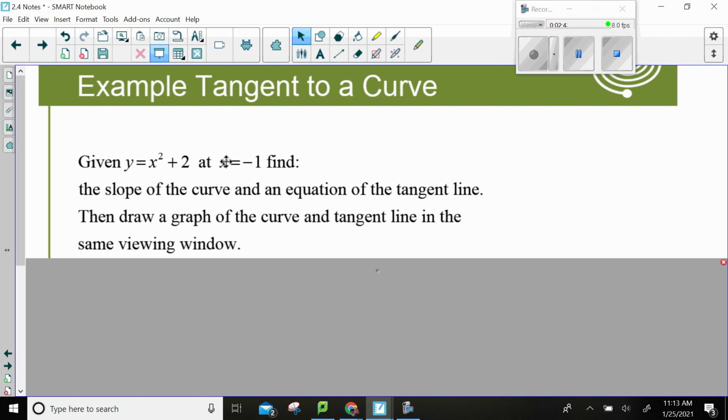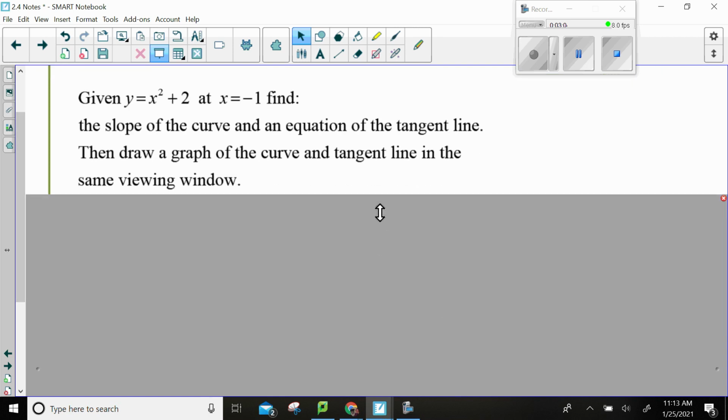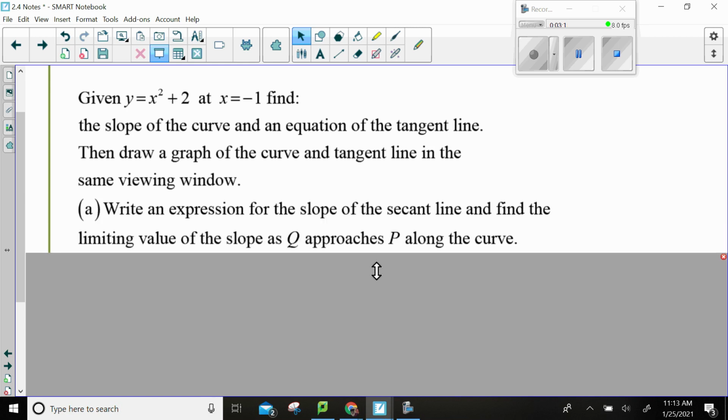So what that means is we have this equation, x squared plus 2. We have the value x equals -1. We want to find the slope of the curve and then write an equation of the tangent line, then draw the graph of the curve and the tangent line in the same viewing window. So first thing, we need a slope and we need a point in order to write any equation.